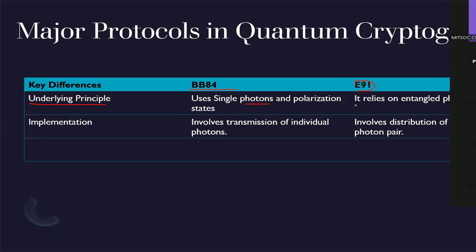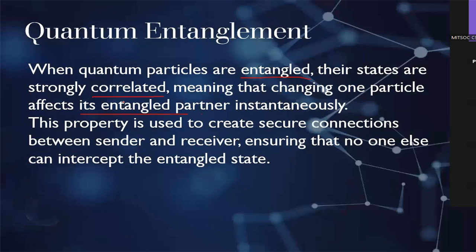And E91 relies on entangled photon pairs. In entanglement, as we have discussed just now, the particles are entangled and their states are strongly correlated.